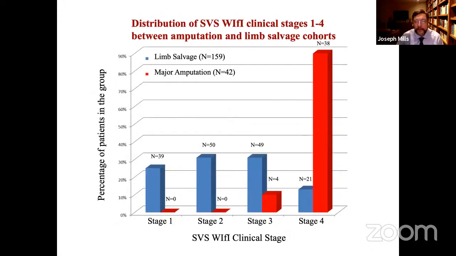So what actually happened? This was a study we did in Arizona. This study was the second study that came out that looked at WIfI. And this was our SALSA clinic in Tucson, Southern Arizona Limb Salvage Alliance. These were consecutive patients that had to go to the operating room for a limb salvage procedure, either a debridement, a minor amputation, or revascularization. And these are the outcomes of limb salvage in blue and major amputation in red. And you can see we had no amputations in stage 1 and 2, very low rate in stage 3, and most of the amputations were in stage 4 patients.